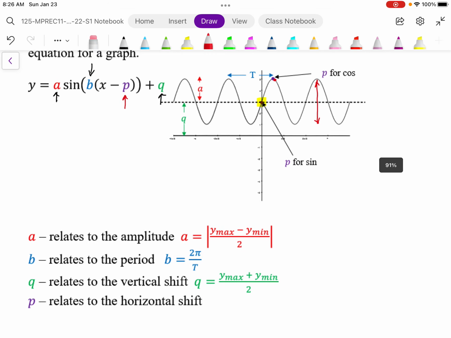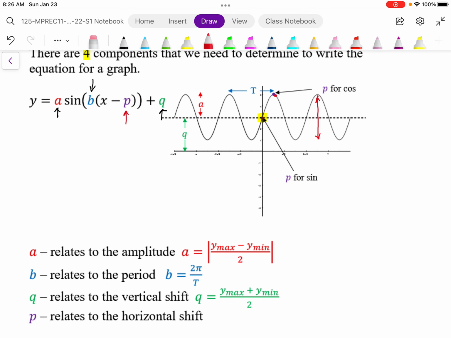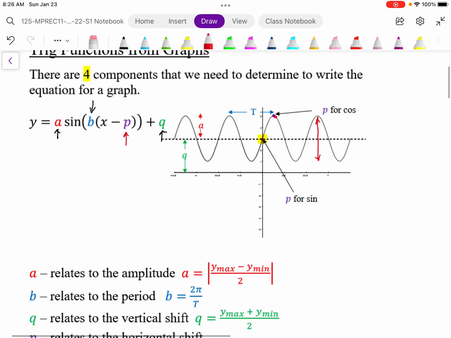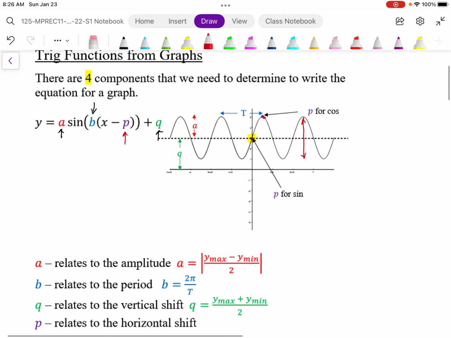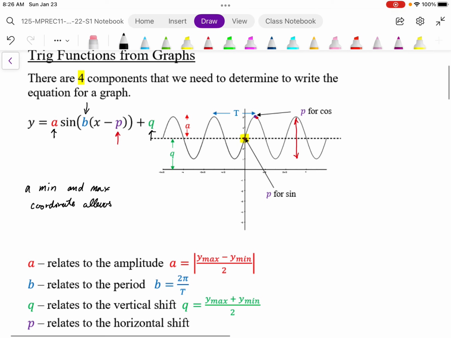And then lastly, for the horizontal shift, the easiest is going to be cosine because we are often given just a min and a max. So if we have a min and a max coordinate on a sine or cos graph, we can work out all these other parts. So just having a min and max coordinate allows us to determine the equation.